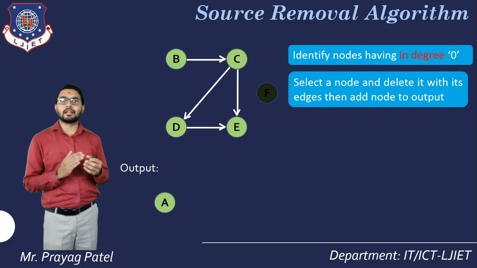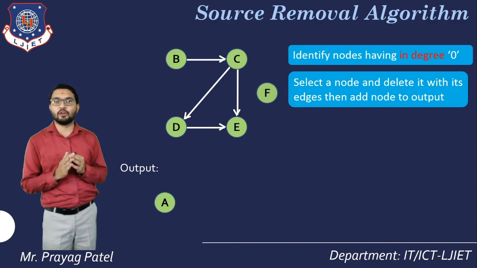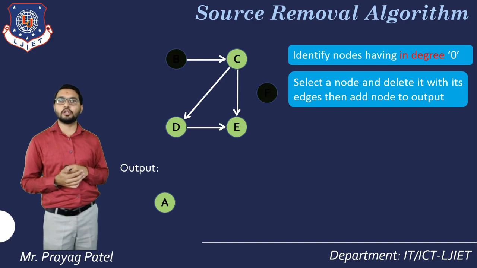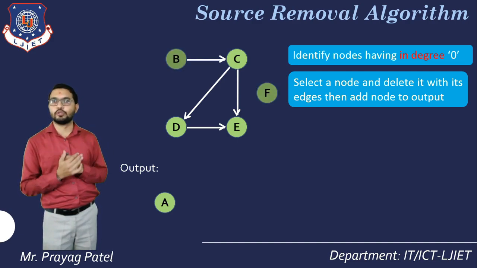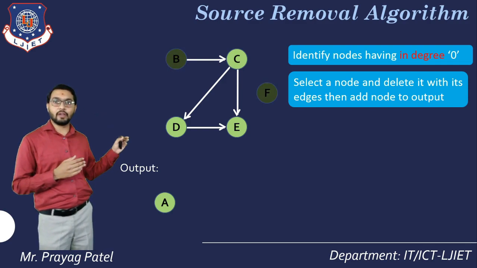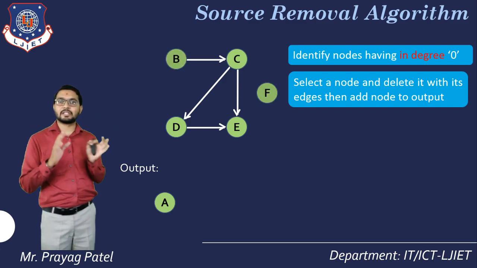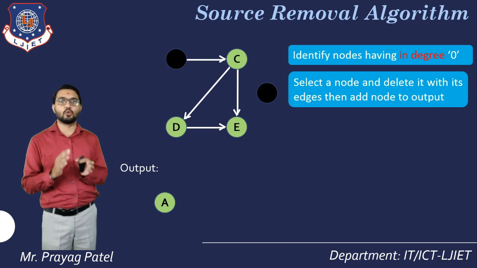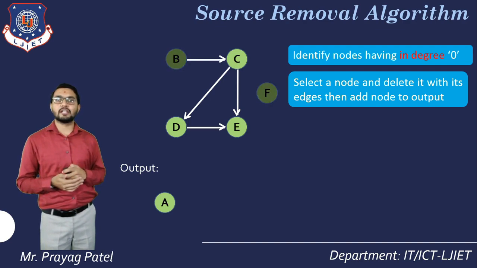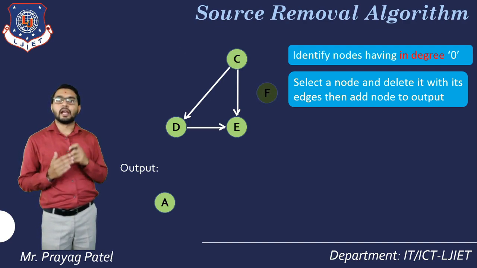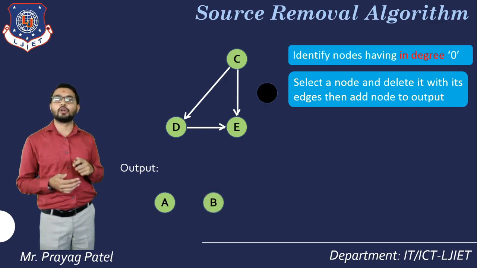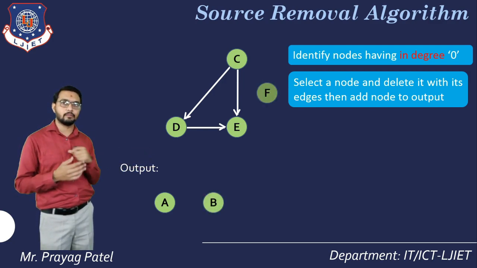Now after that, compute the in-degree for each and every node a second time. Here the in-degree of node B is equal to 0 and the in-degree of node F is equal to 0. The remaining nodes have in-degree greater than 0. So we can say that B and F are source nodes. Out of these two, consider any one as the source node and remove it. Consider node B as the source node, remove node B from this graph and put B into the output list. So the second node is B.